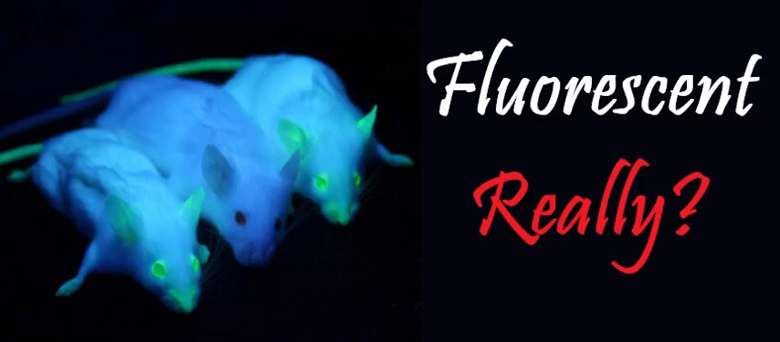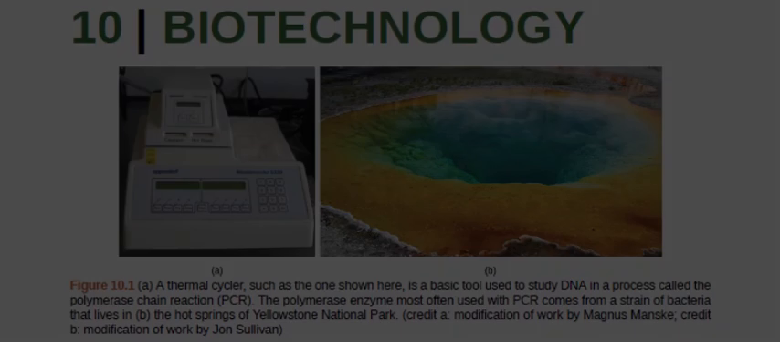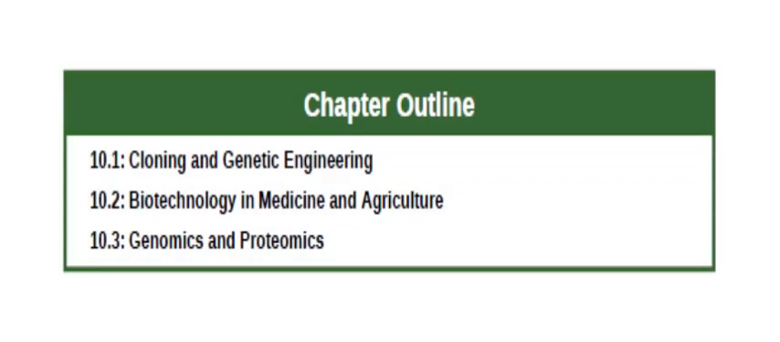Biotechnology. Figure 10.1. A thermal cycler, such as the one shown here, is a basic tool used to study DNA in a process called the polymerase chain reaction, or PCR. The polymerase enzyme, most often used with PCR, comes from a strain of bacteria that lives in the hot springs of Yellowstone National Park. Chapter outline.